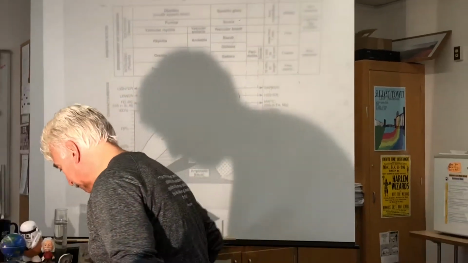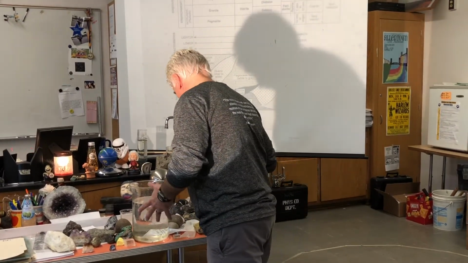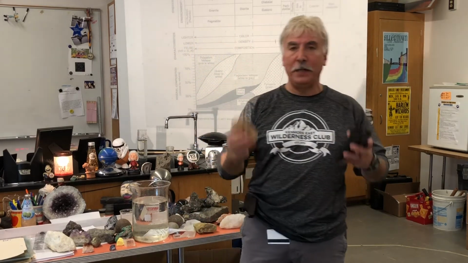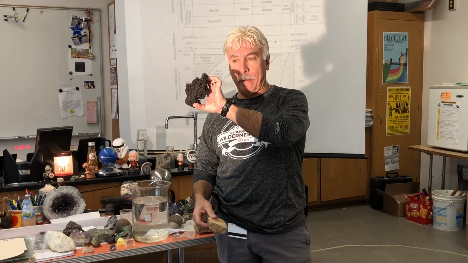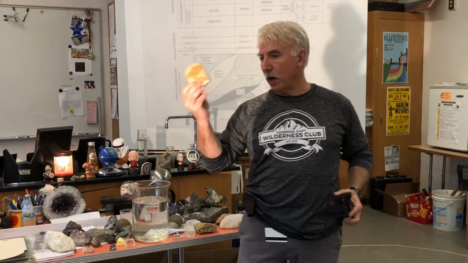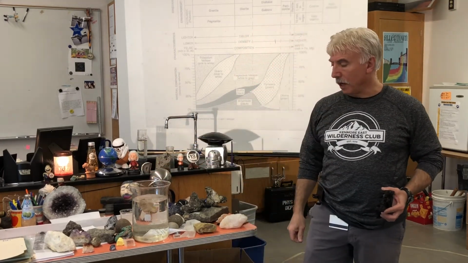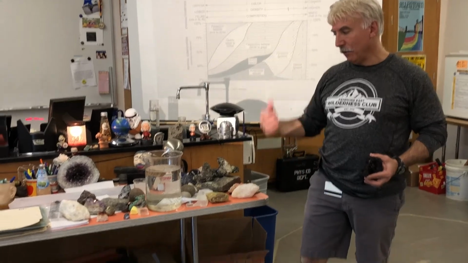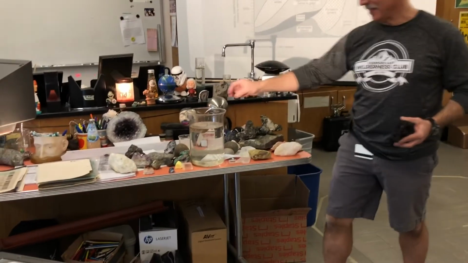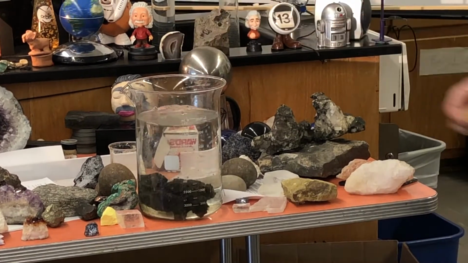Here I have a piece of pumice, lighter color. I have a piece of scoria. And scoria is a mafic magma, and pumice is a felsic magma. And watch what pumice does. Pumice floats. It shows visibly that it's less dense. Here is scoria. Scoria sinks.